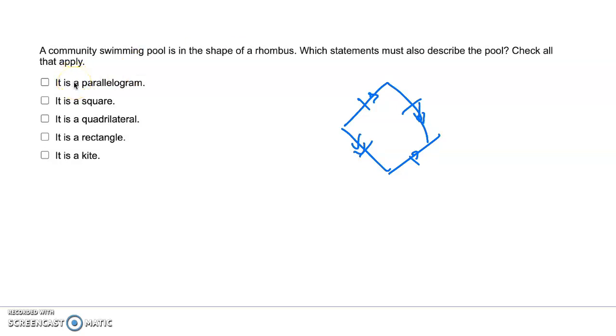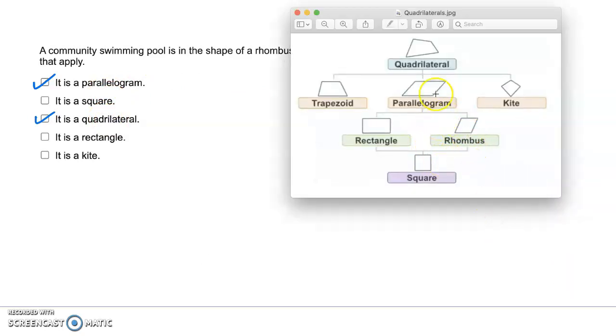Is it a parallelogram? Well, both sets of opposite sides are parallel. That is true. Is it a square? Not necessarily. If it's a rhombus, we don't know anything about the angles. We just know about the sides. Is it a quadrilateral? Yes, it falls within our quadrilateral. Remember our thing, if it's a rhombus, it's also a quadrilateral. As we go up the ladder, they are always true.